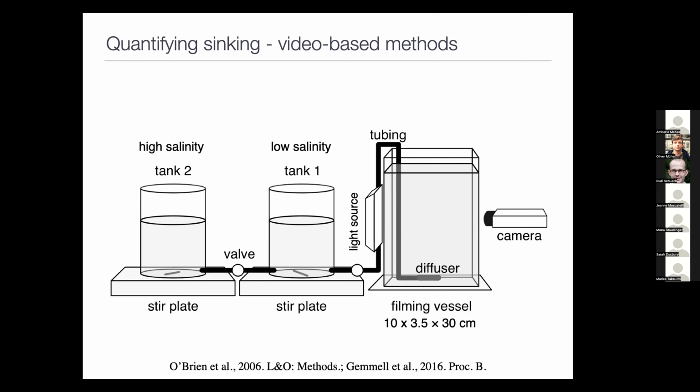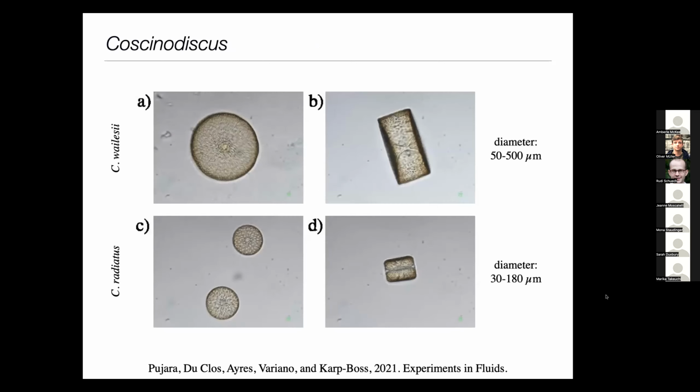Okay, so these are the cells that we're going to be looking at. This is Coscinodiscus, and we'll look at a couple of different species of Coscinodiscus, C. wailesii and C. radiatus. These are both large centric diatoms. C. wailesii is a little bit larger than C. radiatus, but they're both sort of unusual in their size.